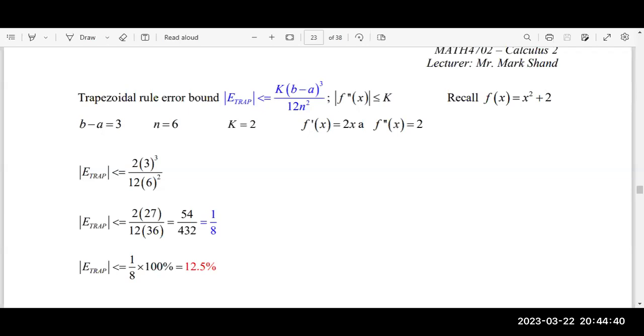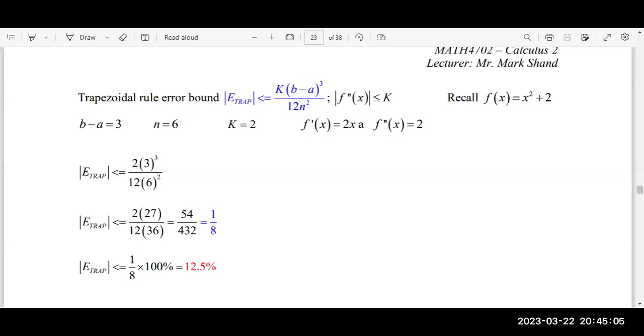You know that B minus A is going to be 3. Sir, how did you get that again? 4 minus 1 is 3. What is N, sir? The number of trapezoids. So we have 6 of them. K we get to be equal to 2, which will be part of the formula.